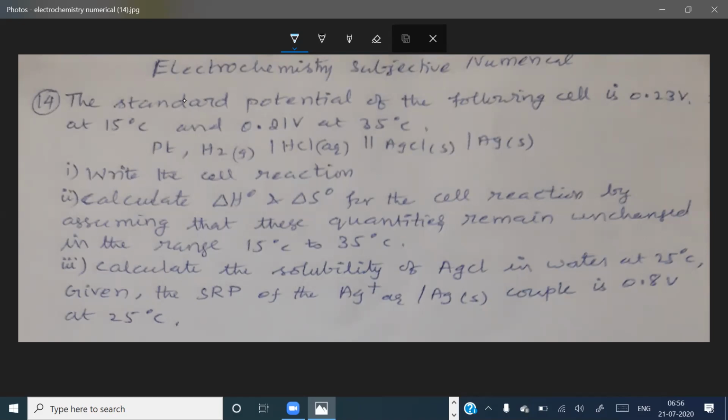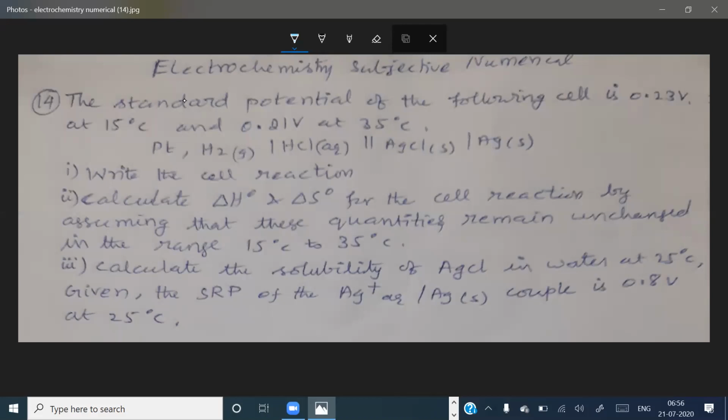As per the first subdivision, we have to write the cell reaction. Cell reaction in the sense we want anode and cathode. Now we will see the salt bridge. The salt bridge is two parallel lines. The left side of the salt bridge is the anode. The anode is the hydrogen electrode. In this hydrogen electrode, the gas is hydrogen gas and the electrolyte is HCl solution. HCl solution is providing H plus ions.